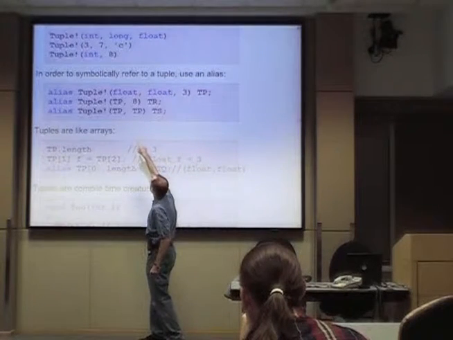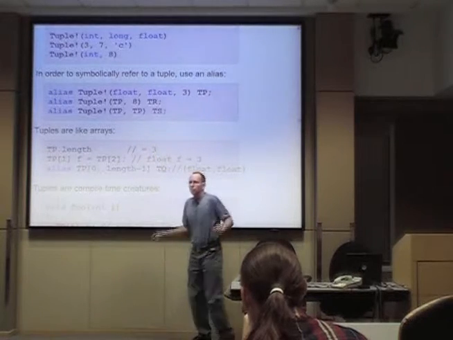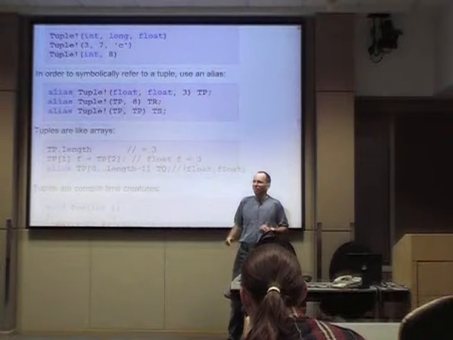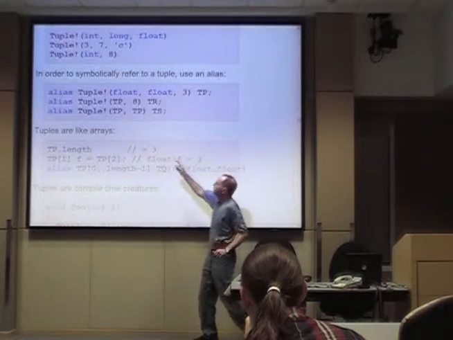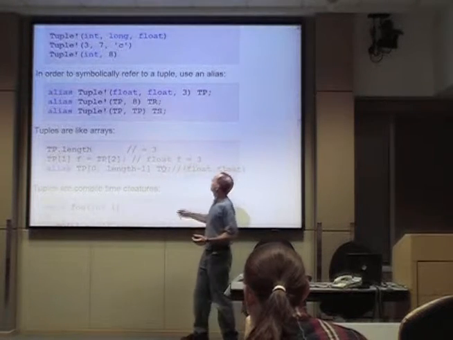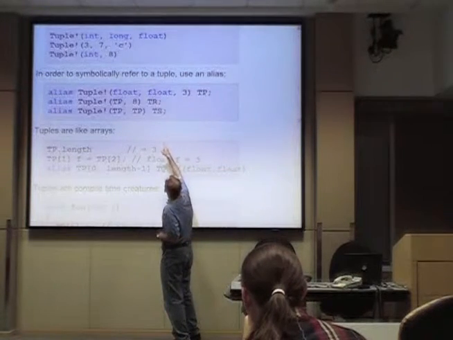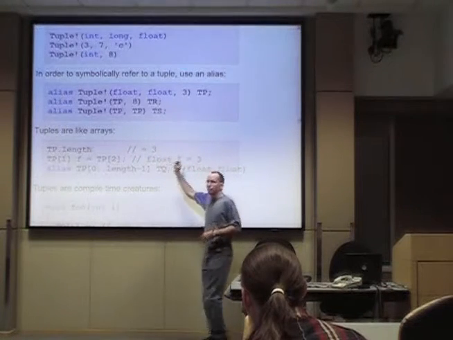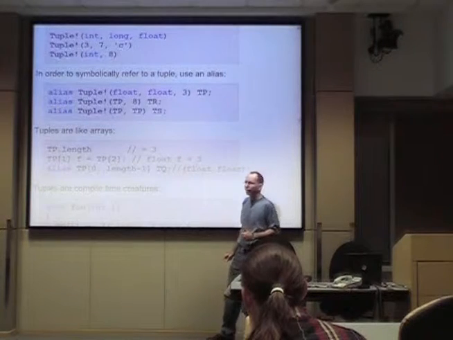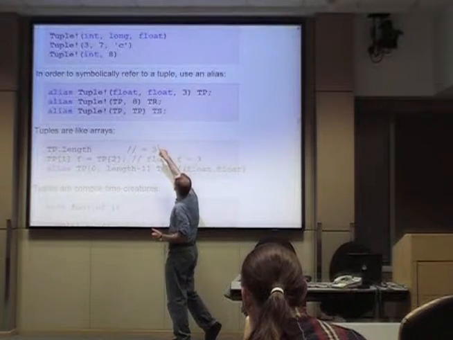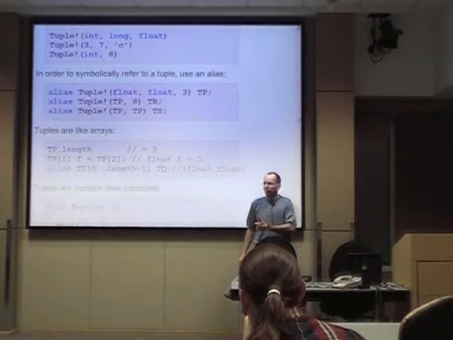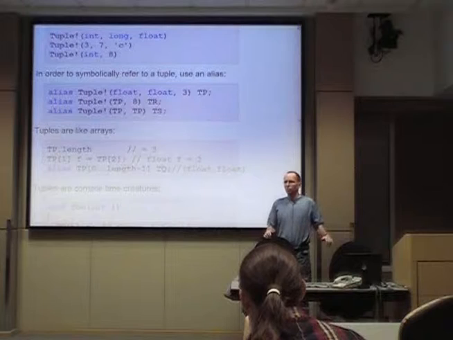TR is composed of the tuple TP, comma 8. Tuples don't nest. You cannot have a tuple of tuples. So what happens is the tuple is expanded, or unpacked is another word for it, in place, and TR becomes a tuple float, comma, 3, comma, 8. So it actually becomes a 4-element tuple. And TP, comma, TP becomes a 6-element tuple. Float, float, 3, float, float, 3. So you cannot have a tuple of tuples.